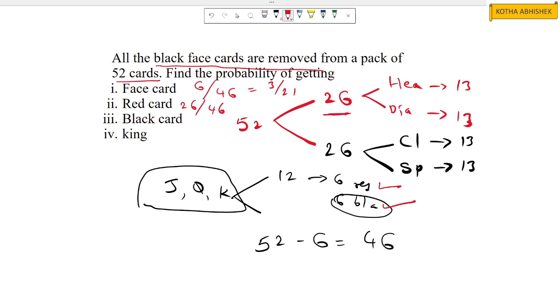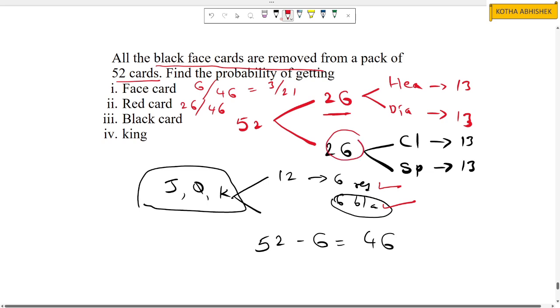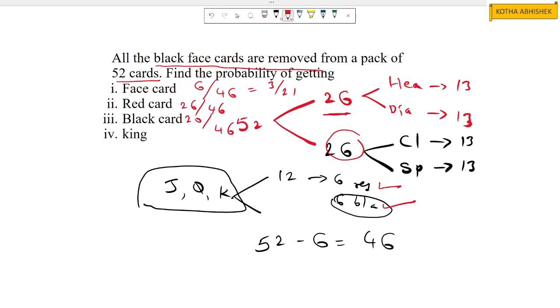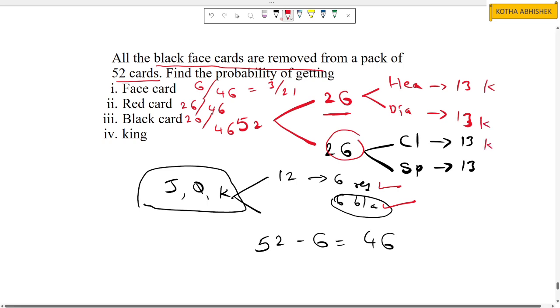Next, coming to the black card. Total 26 black cards are there, but from that all the black face cards we removed. Those are 6, so remaining are 20. Then 20 divided by 46. And the last one is king. Kings total will be 4: in hearts 1 king, in diamonds 1 king, in clubs 1 king, in spades 1 king. Hearts and diamonds are there, but black face cards he removed, so from these kings also gone. So only 2. 2 divided by total cards 46.